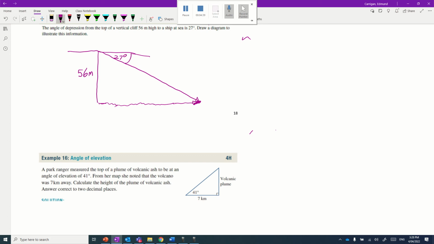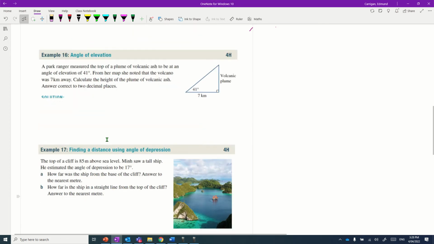So what I can do though is I know that my angle of elevation is also the same. They're alternate angles, so I can transfer that down to there. All of a sudden now, if I'm trying to find that distance, X meters, I have the ability to then use SOH CAH TOA because it's all in the same triangle. So let's have a look at an example.